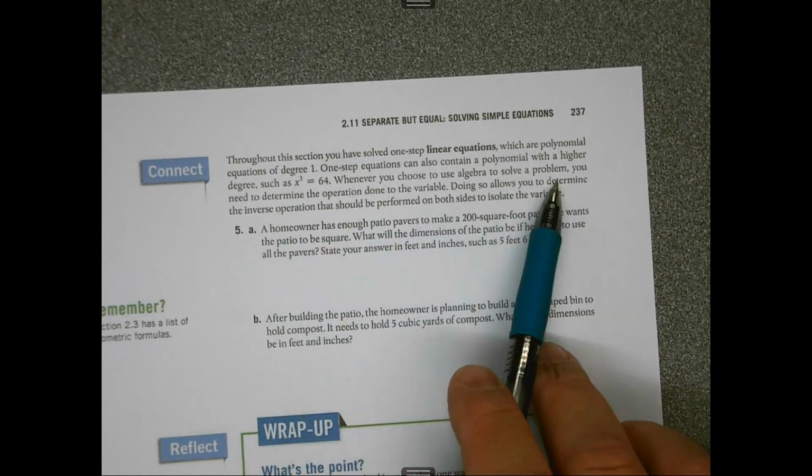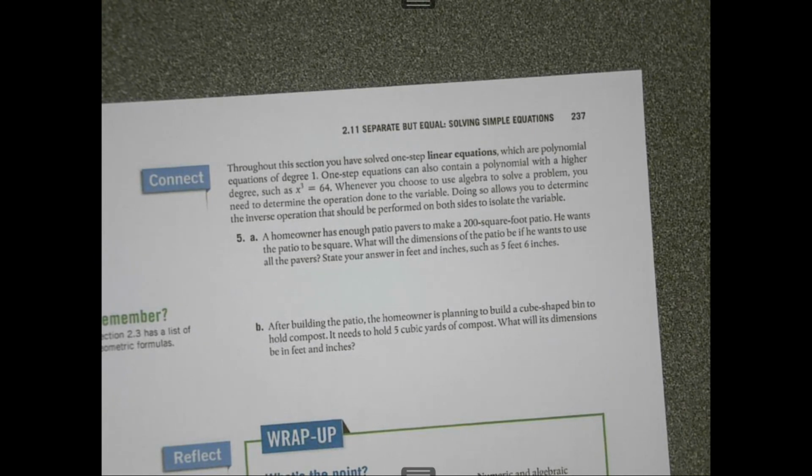A homeowner has enough patio pavers to make a 200 square foot patio. He wants the patio to be square. What will the dimensions of the patio be if he wants to use all the pavers? State your answer in feet and inches, such as 5 and 6.